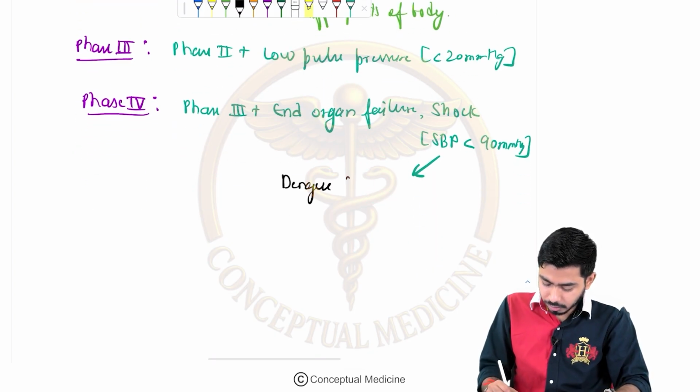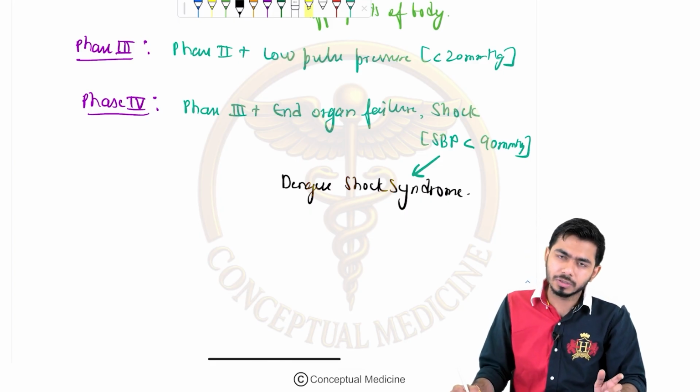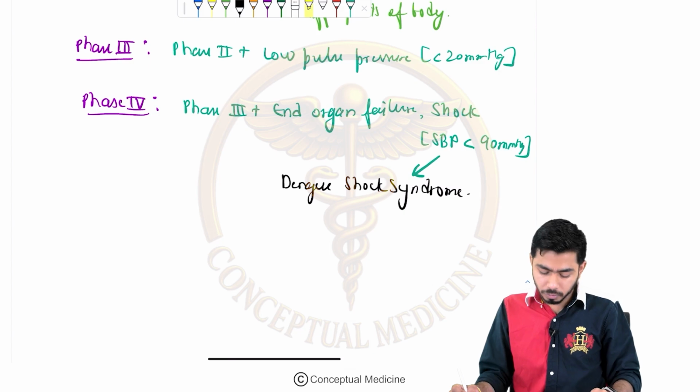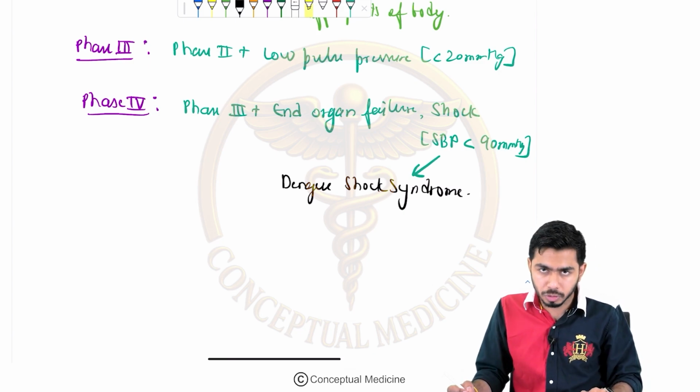If that is happening, then we are calling that dengue shock syndrome. So we are seeing that dengue is the break-bone fever, because bone pain might be there in phase 1. Phase 2, phase 3, phase 4 are also there. In phase 4, there could be end organ failure, there could be shock. If the shock is persisting, then we are calling that dengue shock syndrome.